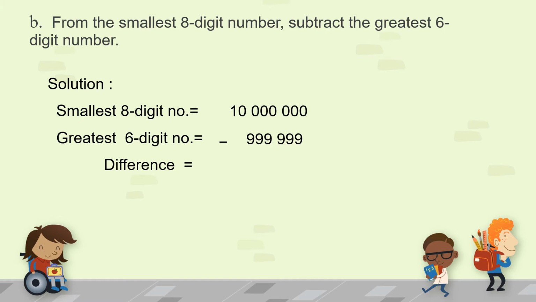999,999. And we want to subtract it. So for subtraction, you will simply start doing it from the right hand side, and 0 minus 9 is not possible. We have to take borrow from 1, and when you will subtract it, you will get 9,000,001 as your answer. Now let's go to our question number 11.